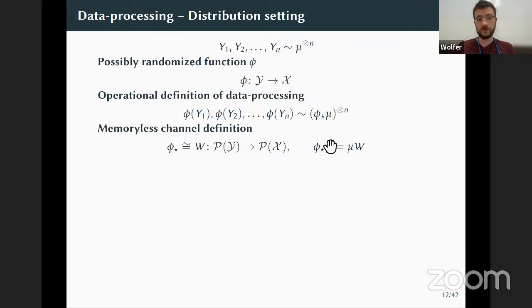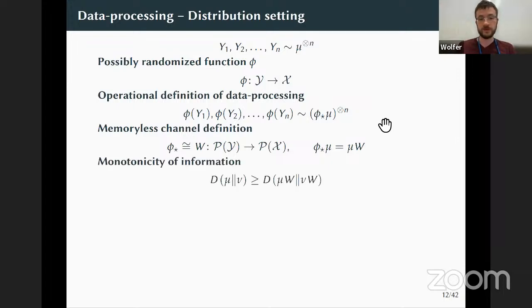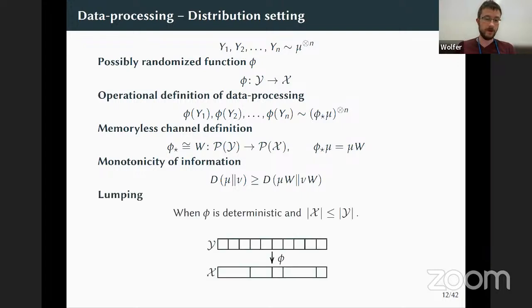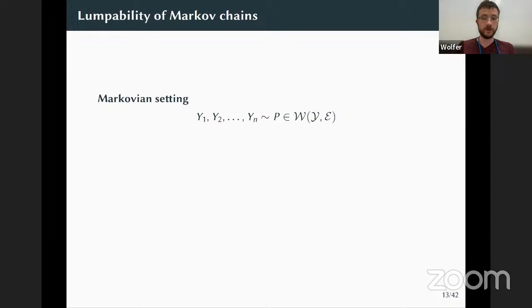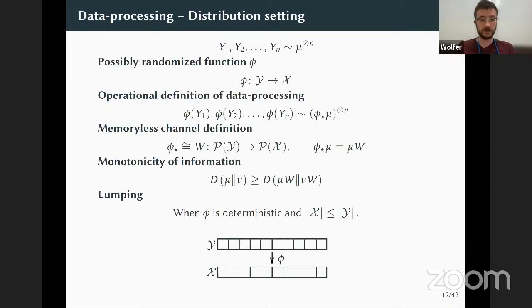We can compute this image of mu under phi. We can understand it as mu being acted upon by some memoryless channel. And monotonicity of information dictates that two measures can then only be brought closer together by the action of W. One particular operation that one can perform is a lumping, also called a coarse graining. So this is when phi is deterministic and the target space is no larger than the original space. So here we're merging symbols together into a simpler space.